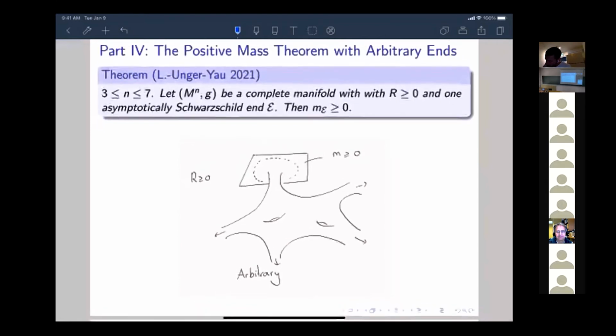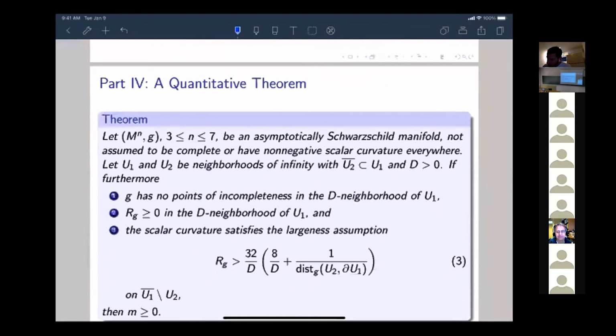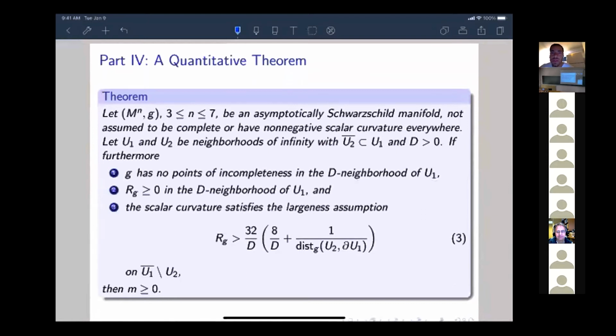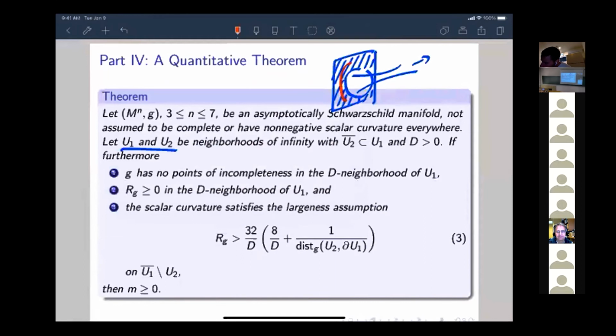So what you see is this kind of theorem, right? This is the theorem essentially, but actually it turns out that it follows from a more quantitative statement, which you could think of as maybe stronger than the previous slide. So this is the quantitative theorem. You've got U1 and U2 are neighborhoods of infinity. So if this is my asymptotically flat end and these are the other ends elsewhere, then U1 is, say, everything out here. And then U2, say, is everything out here.